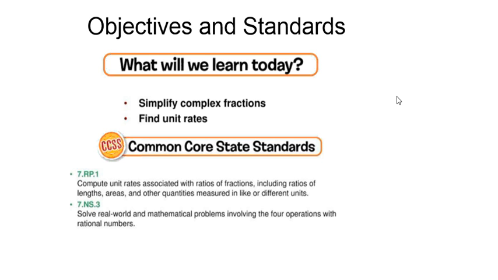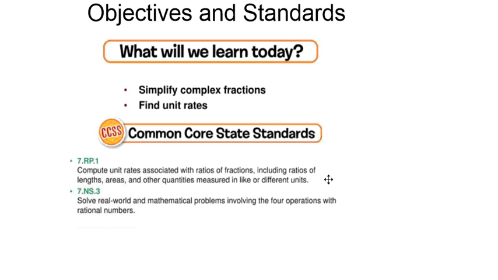Objectives and standards. Today we're going to simplify complex fractions and we're going to find unit rates. As our standards, we're going to compute unit rates associated with ratios of fractions, including ratios of lengths, areas, and other quantities measured in like or different units. And then we're going to solve real-world and mathematical problems involving the four operations with rational numbers.